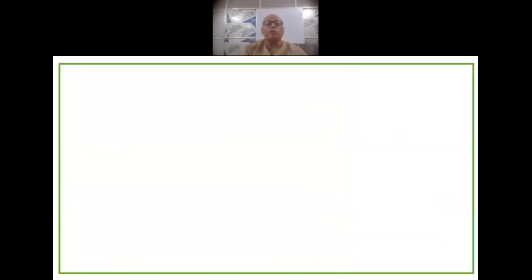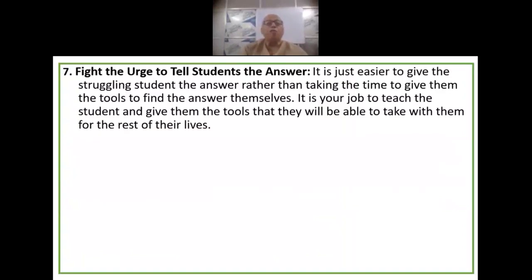The next one, teachers, is fight the urge to tell the answer. Now all of us, when it is a weak child, want to give the answers immediately. Rather, give them the tools to find the answer. It is very important, the difference between telling the answer and giving the tools. This is the difference between a good teacher and a poor teacher. If you tell the answer, you are catching fish for them.